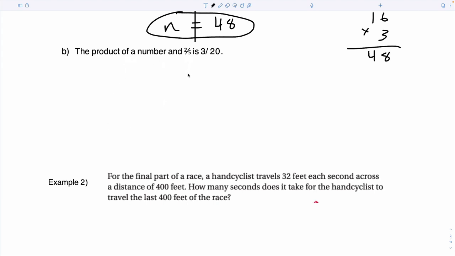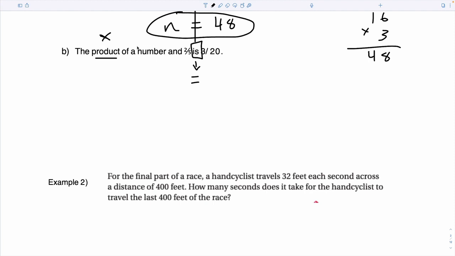The product of a number and 2/5 is 3/20. If I don't know where to start with a word problem, I'm going to look for the word is, and that probably is going to mean equals. Box the word is and put your equal sign below it. Underline product. That keyword is going to mean multiplication. Make sure you have that underlined, and multiplied is written above it.